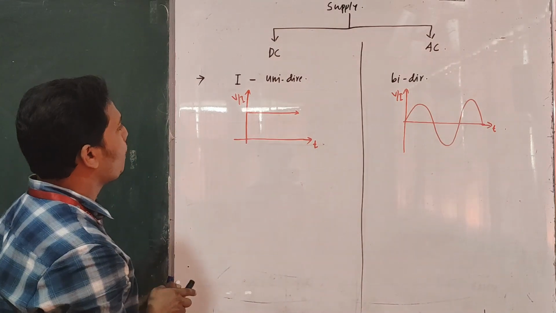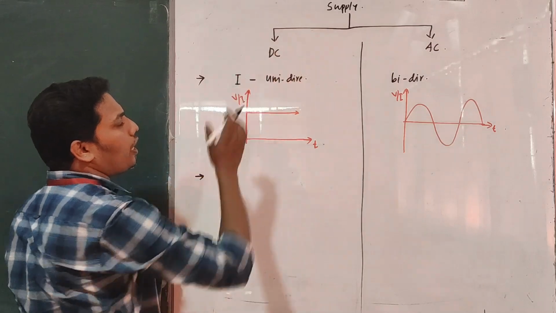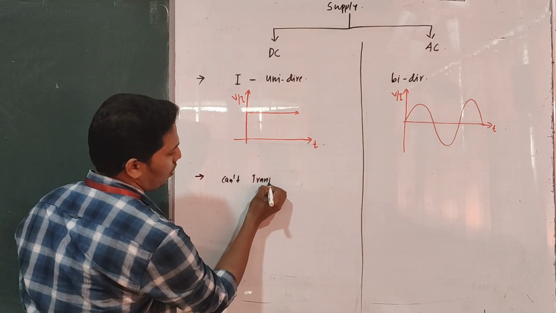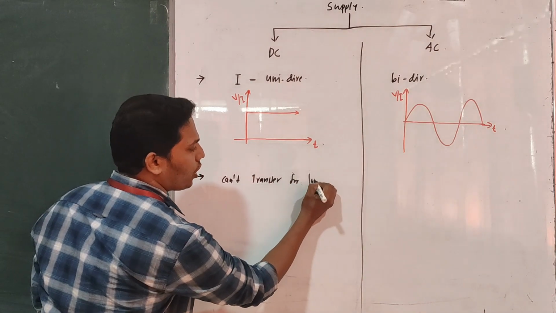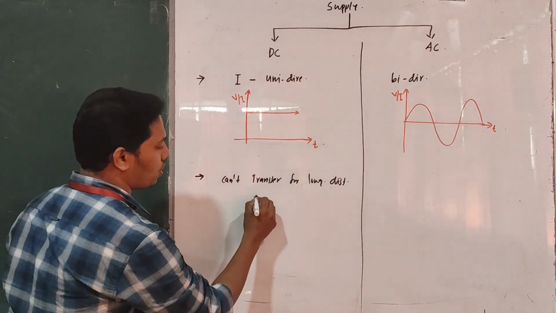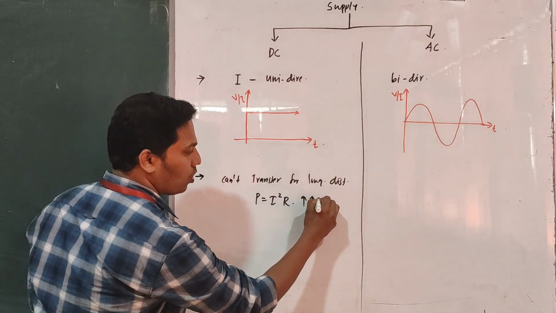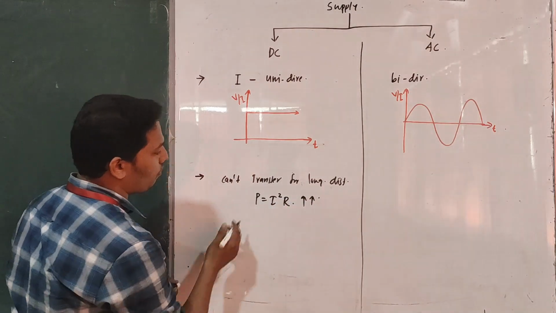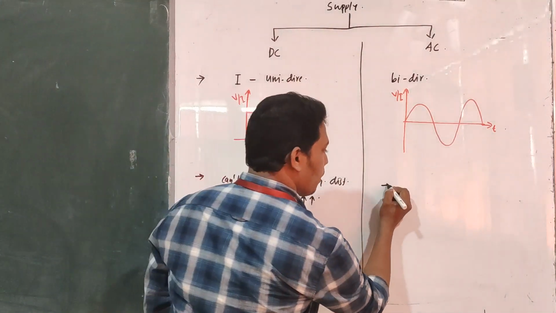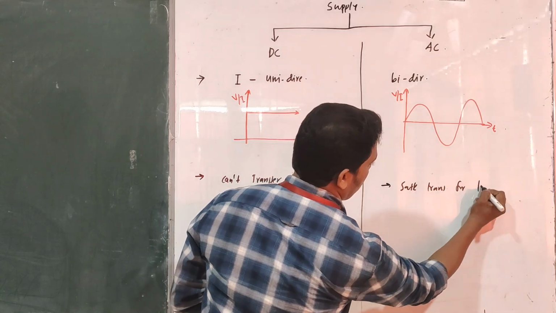The second point: DC cannot be transferred over a long distance because the power loss, the I square R loss, is very high. Due to this problem, we cannot transfer DC for a long distance. But AC can be safely transferred over a long distance.